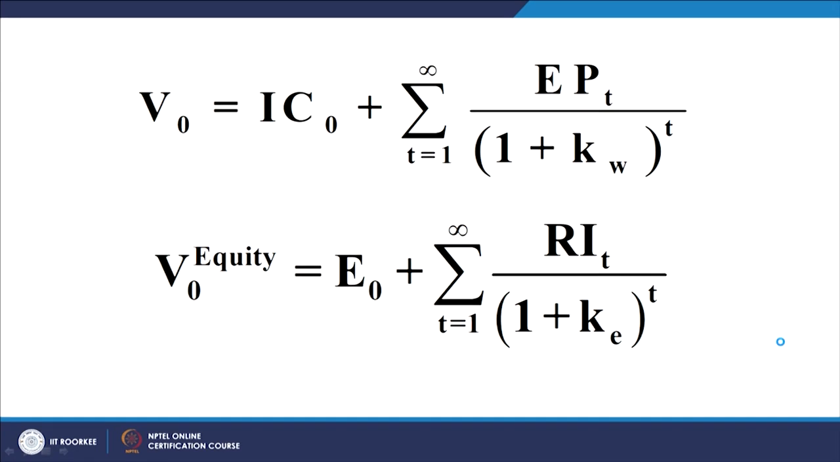And then we have the equity valuation model or the residual income valuation model, where we start with the book value of equity and add to it the present value of all future residual income discounted at the levered cost of equity.